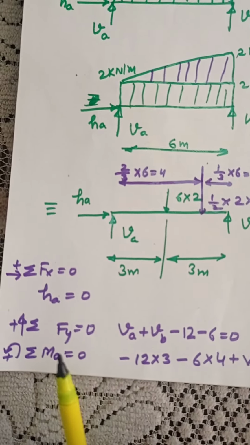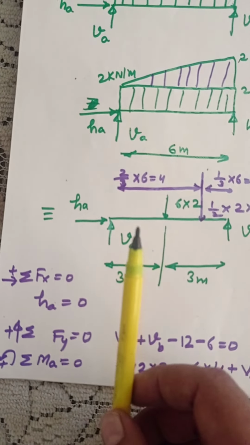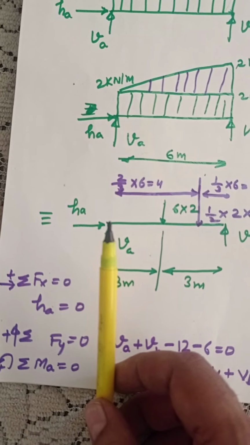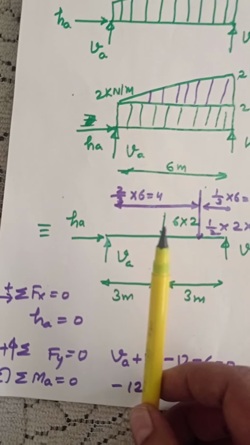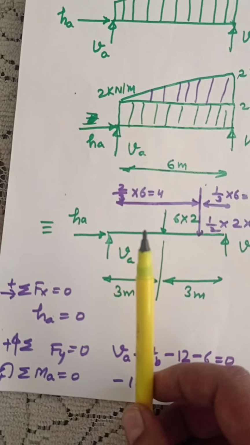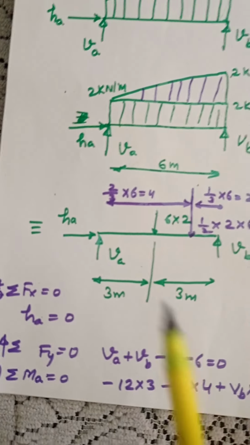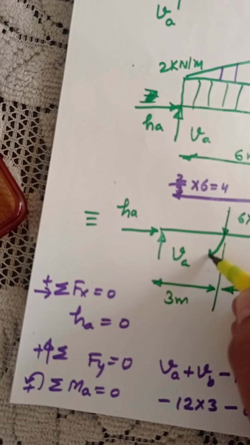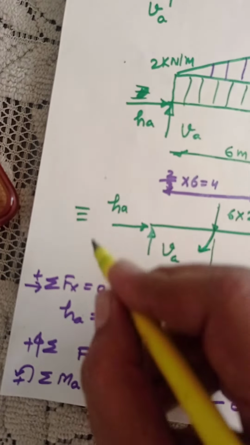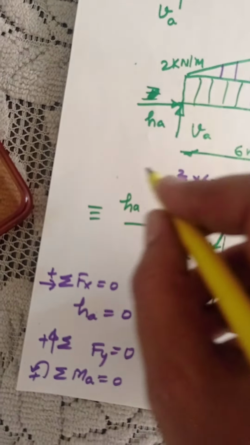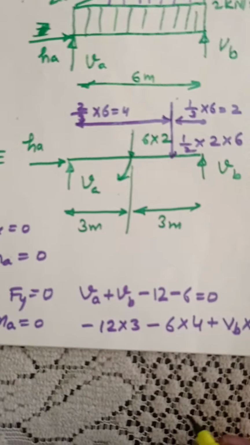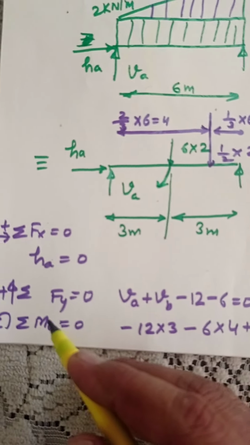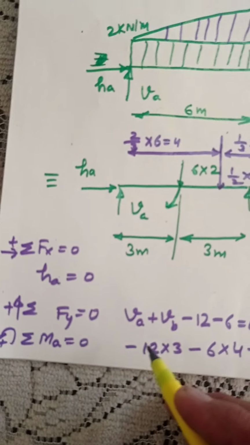Then implement the moment equation. I am taking anti-clockwise as positive. So VA and HA, we are taking moment about point A, this point, so the moment of these two will be 0. 6 multiplied by 2 multiplied by 3, that is for the UDL. So how is it going to rotate? It is going to rotate like this about this point. This direction is clockwise, so we will take it as negative. So 12 multiplied by 3 is negative, because I am taking anti-clockwise as positive and clockwise as negative.